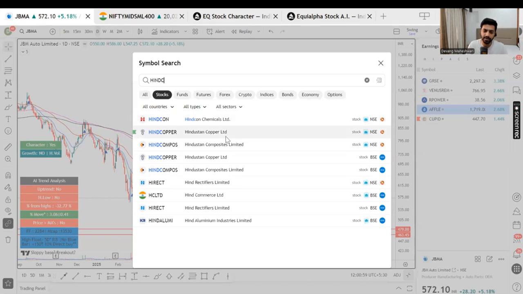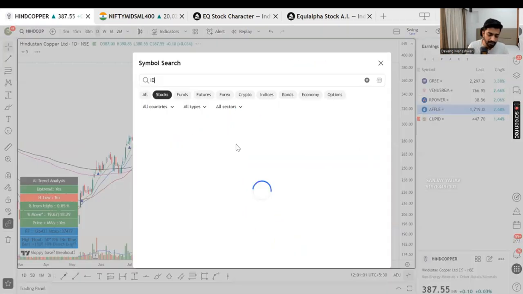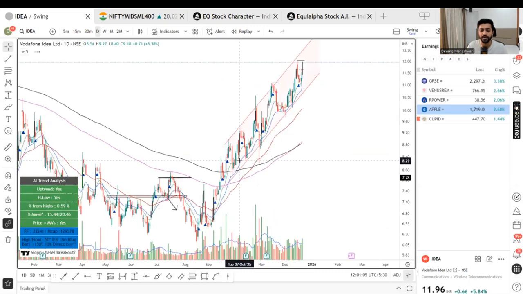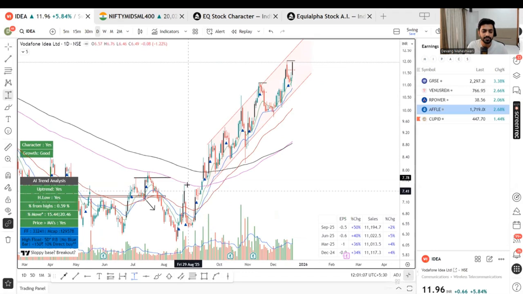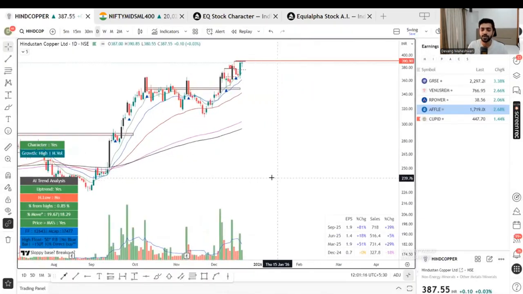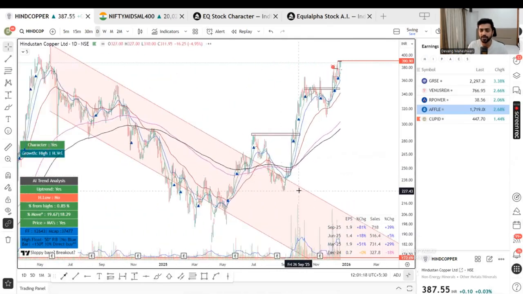You can re-enter it. I remember that here a lot of people went into Idea. They don't exit then. They say it's very good, it will correct. You can always re-enter, like Hind Copper. You can always re-enter instead of saying ये तो लंबी रेस का घोड़ा है. Unnecessary.